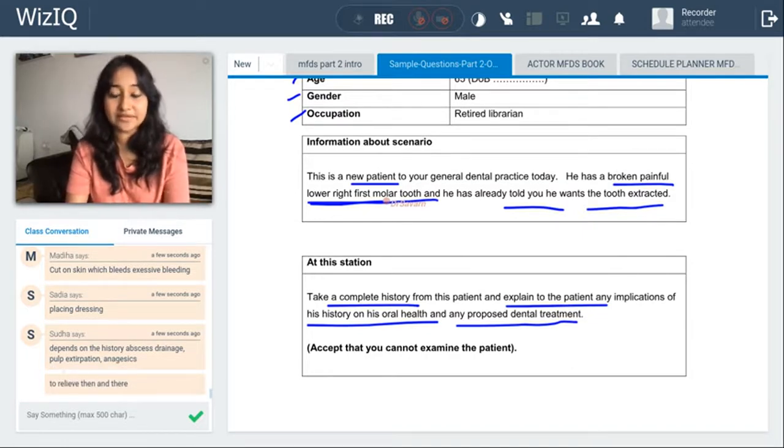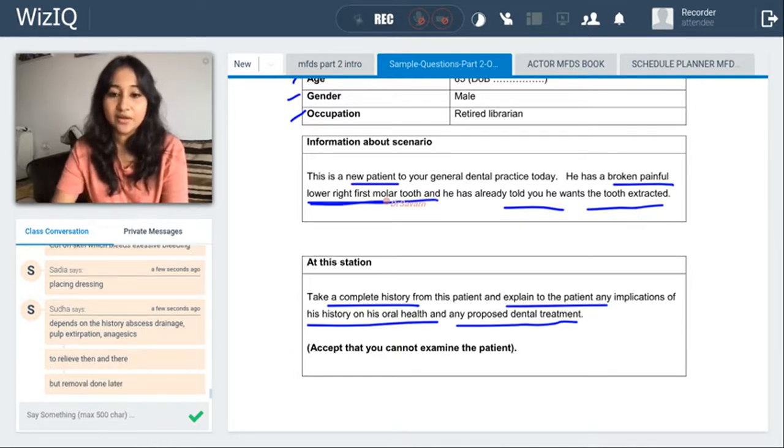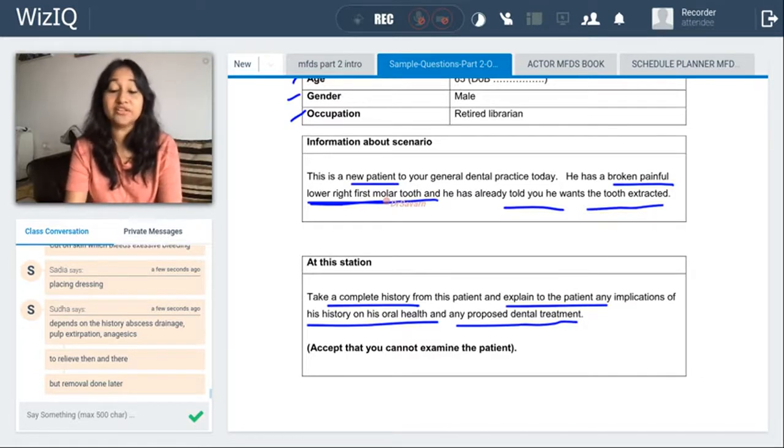So you have to make them understand why you cannot do it. If you do it, how they can bleed a lot and how it can be really distressing for the patient. All right. So make sure that they understand why you cannot remove the tooth.